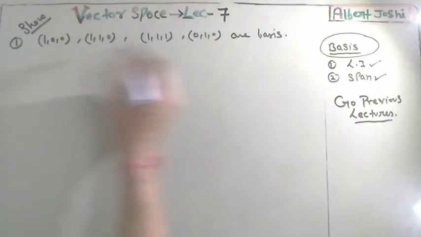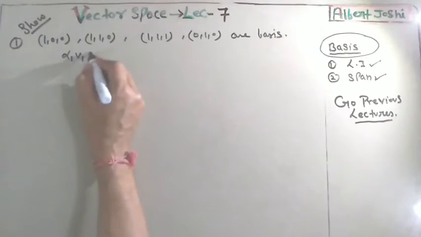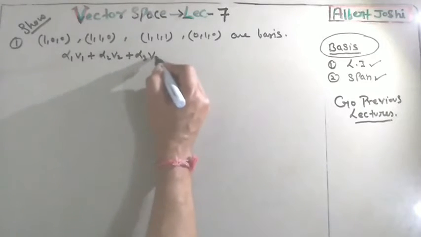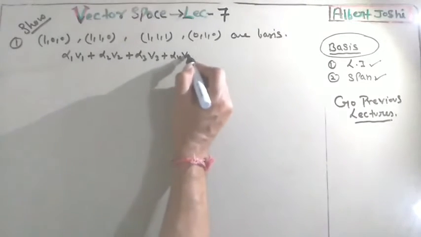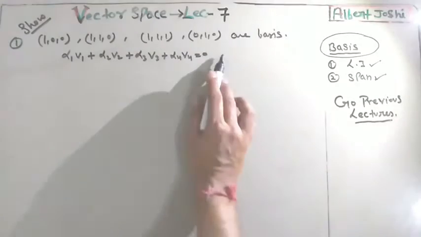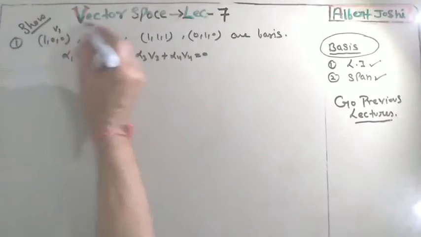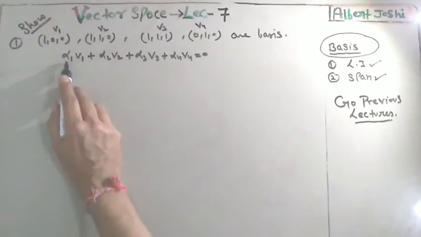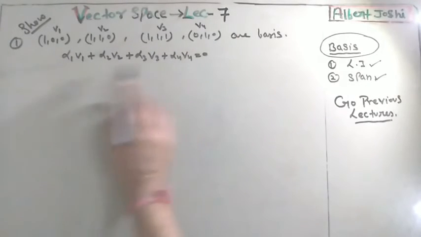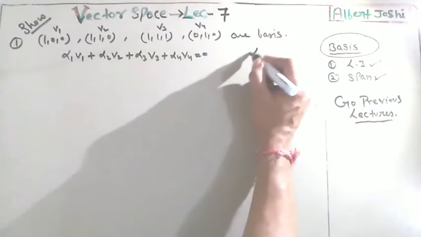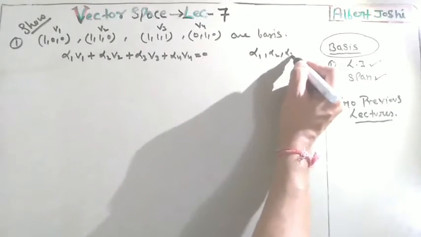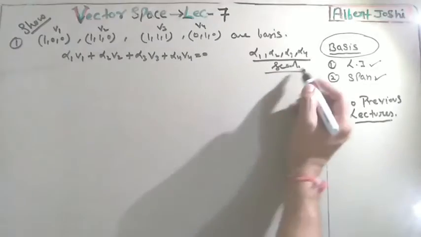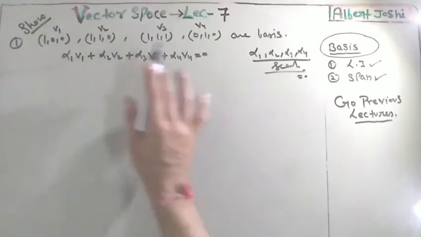What are we talking about? Alpha 1 v1 plus alpha 2 v2 plus alpha 3 v3 plus alpha 4 v4 is equal to 0. That is the linear combination. Here this is v1, this is v2, v3 and v4. Now we have to prove that alpha 1, alpha 2, alpha 3 and alpha 4, which are scalars, if all are equal to 0, it implies that this is linearly independent.